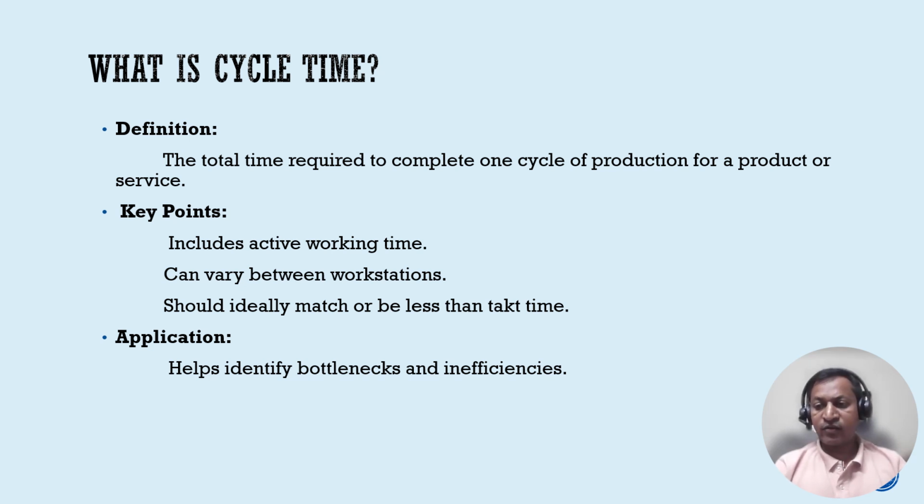Key points are: it includes active working time. Since it is the pace of the production, it can vary between workstations, and since every workstation has a unique set of work content and resources, it should ideally match or be less than TAKT time. Generally, it should be lesser than the TAKT time because every day is not the same day on the production shop floor. Problems and issues are always there to bother and make trouble for the production pace. Application: it helps identify bottlenecks and inefficiencies.